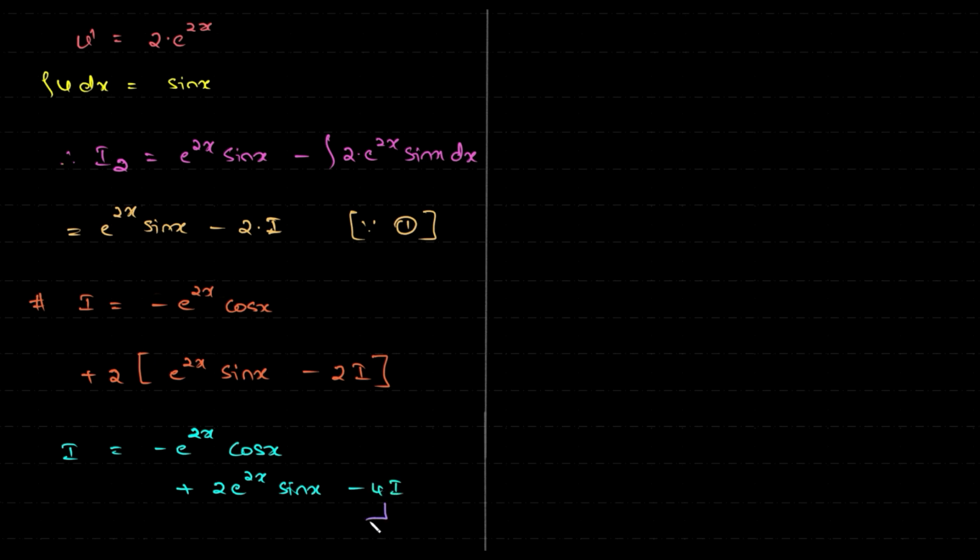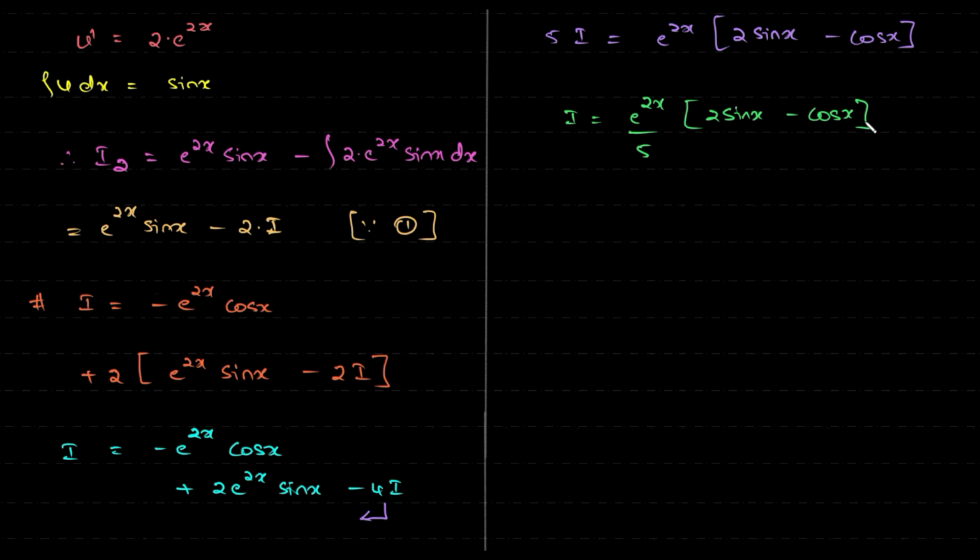If I transpose minus 4I, we have 5I is equal to, if I take e to the power of 2x common, then we have 2 sine of x minus cos of x, and finally I have I is equal to e to the power of 2x by 5 into 2 sine of x minus cos of x plus a constant. Right, this is what I meant by cycle.